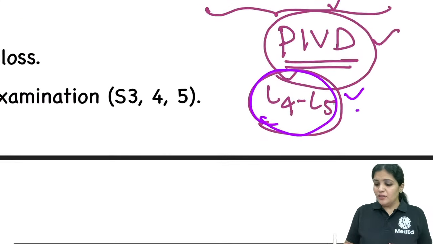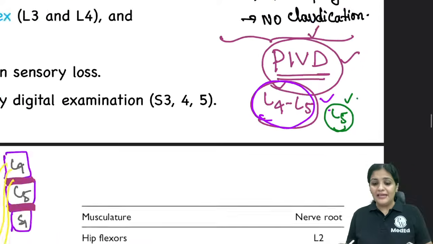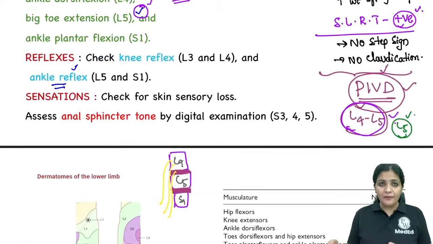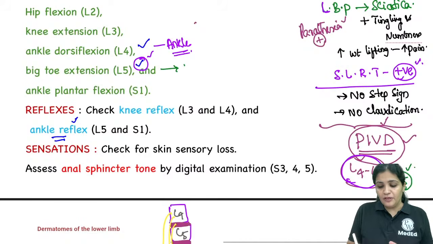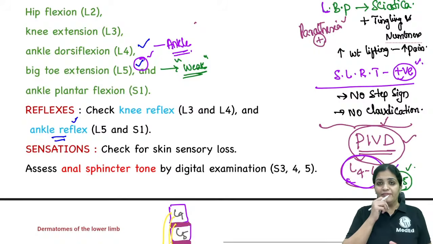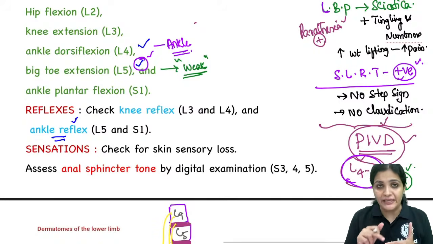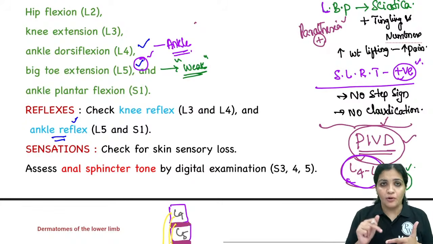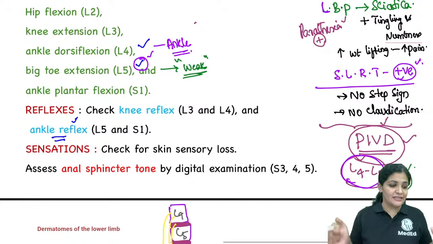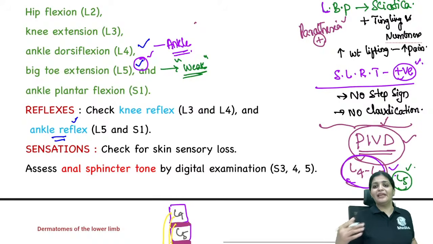Yes, very good. So it is the L5 nerve which is getting affected. So what will be the answer here? Which one will be weak? The great toe extension will be weak. So in the question, what will they give you? They will give you that the patient will have SLRT with the great toe weakness. So whenever they mention great toe weakness, that means the L5 nerve has been affected.